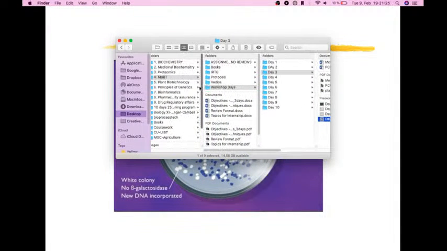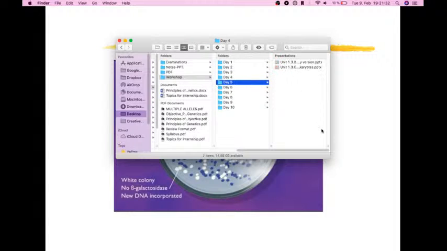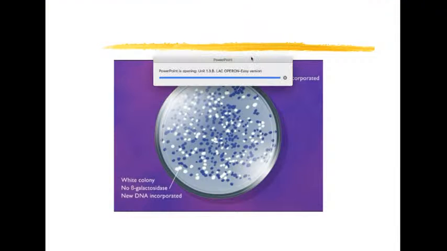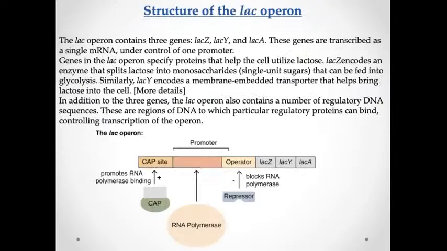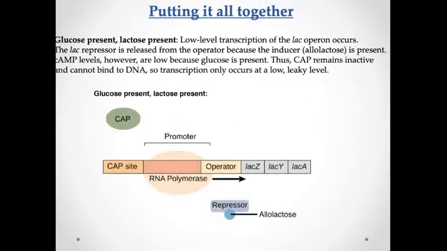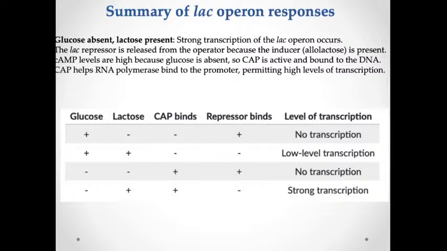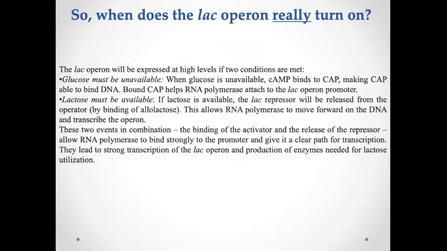So let me just show you with the lac operon. I think I taught it in here. LacZ, Y, A, all actually help to work out these things. At the end, that's the summary here: when glucose is present and lactose is not present, CAP is not bound, and the repressor is not bound, then there is no transcription. That's the main summary of your lac operon responses, and these are the various transcription factors that help to follow the reactions.